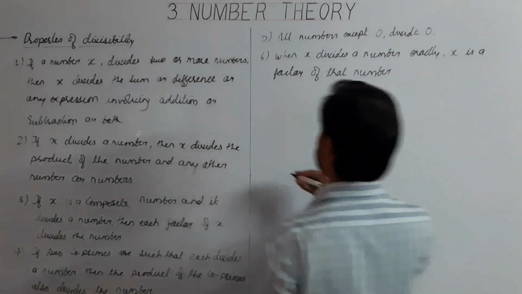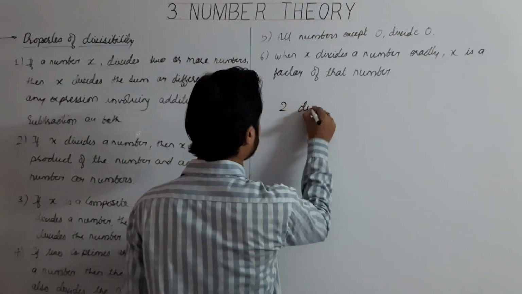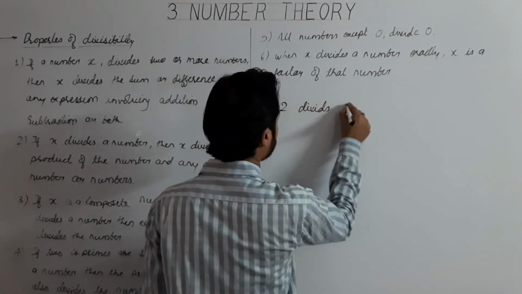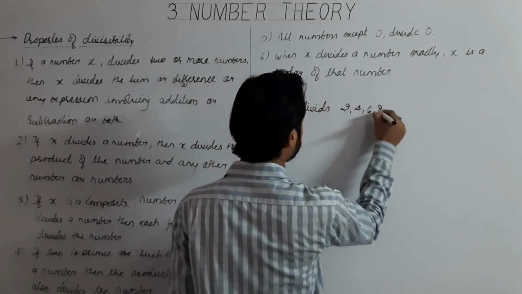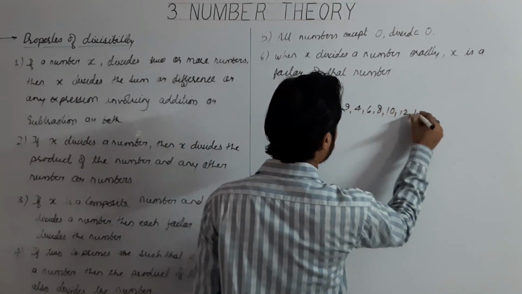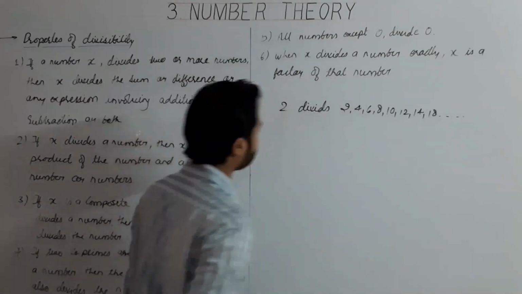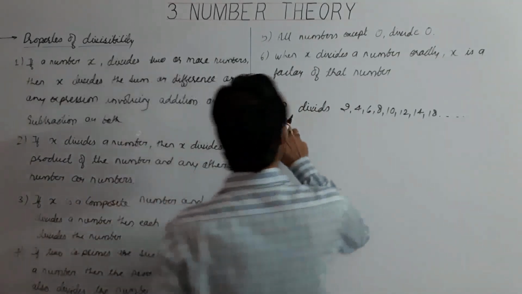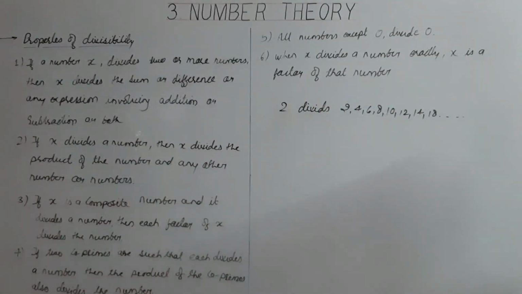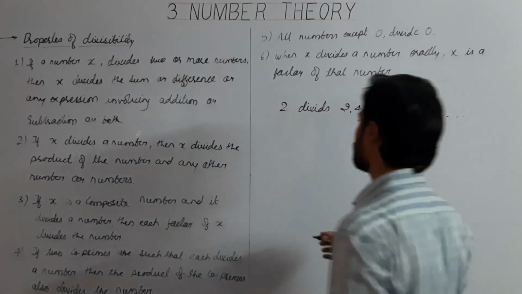For example, let's take 2. We know that 2 divides 2, 4, 6, 8, 10, 12, then 14, then 18 and so on. Right? So here 2 is x. Now if a number x, or 2, divides two or more numbers, then x divides the sum or difference or any expression involving addition or subtraction or both.